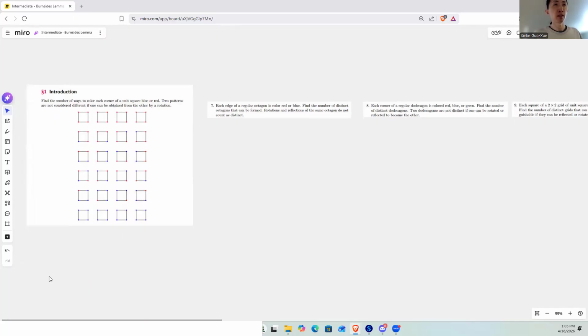In a lot of problems, you're asked how many distinct somethings there are. So let's just look at an example. Find the number of ways to color each corner of a unit square blue or red. Two patterns are not considered different if one can be obtained from the other by a rotation.